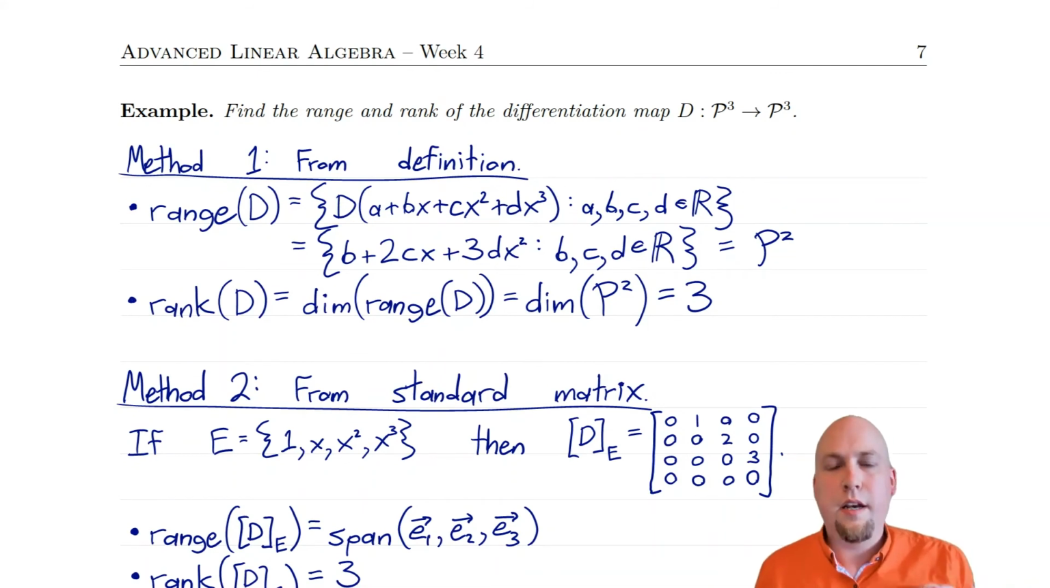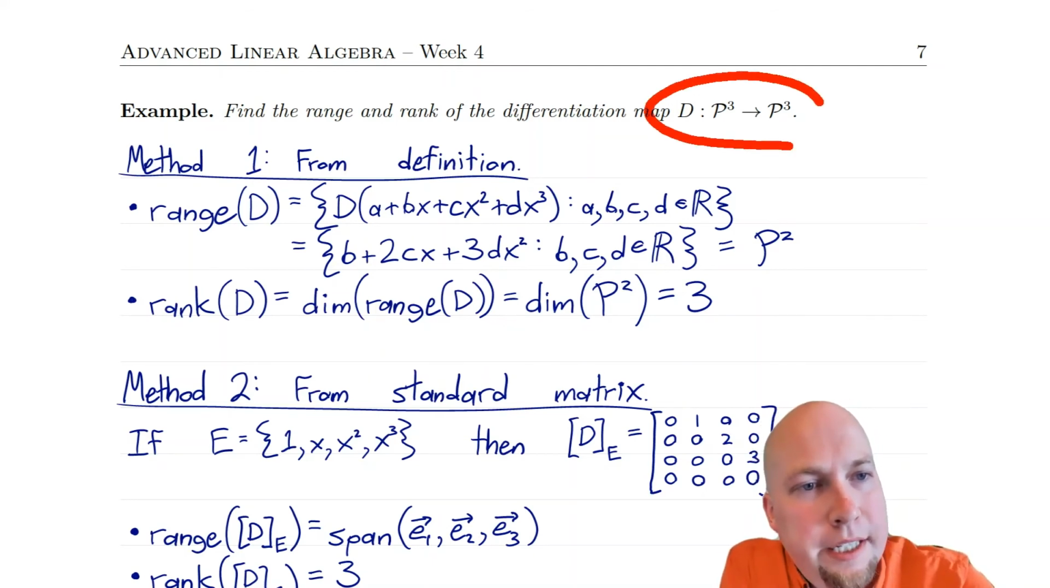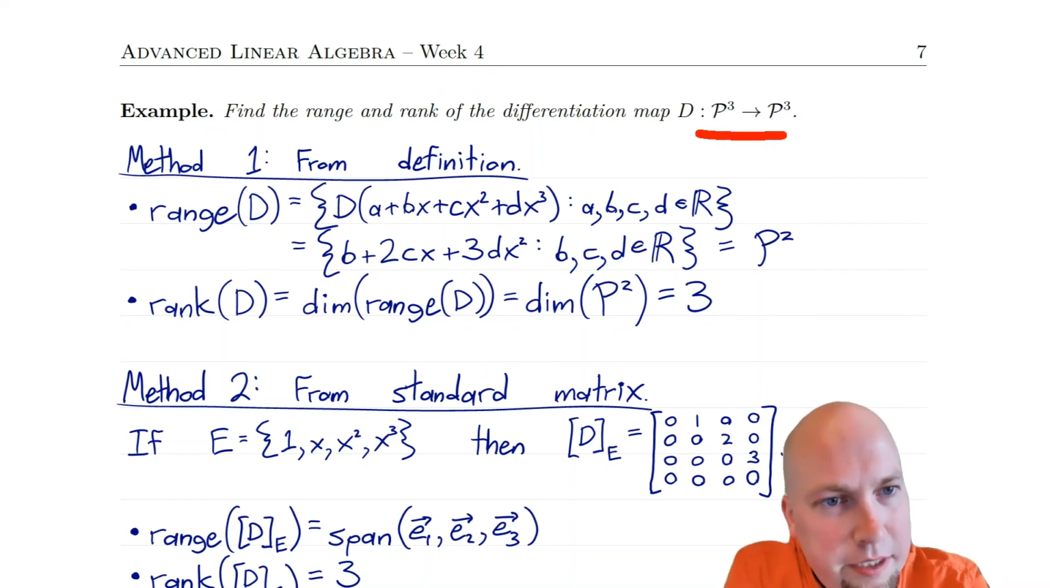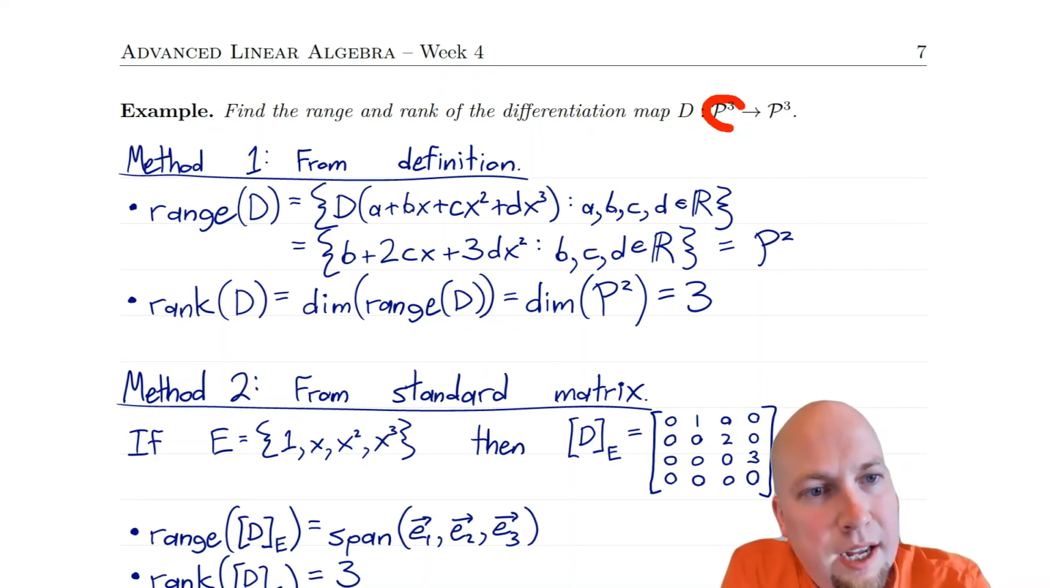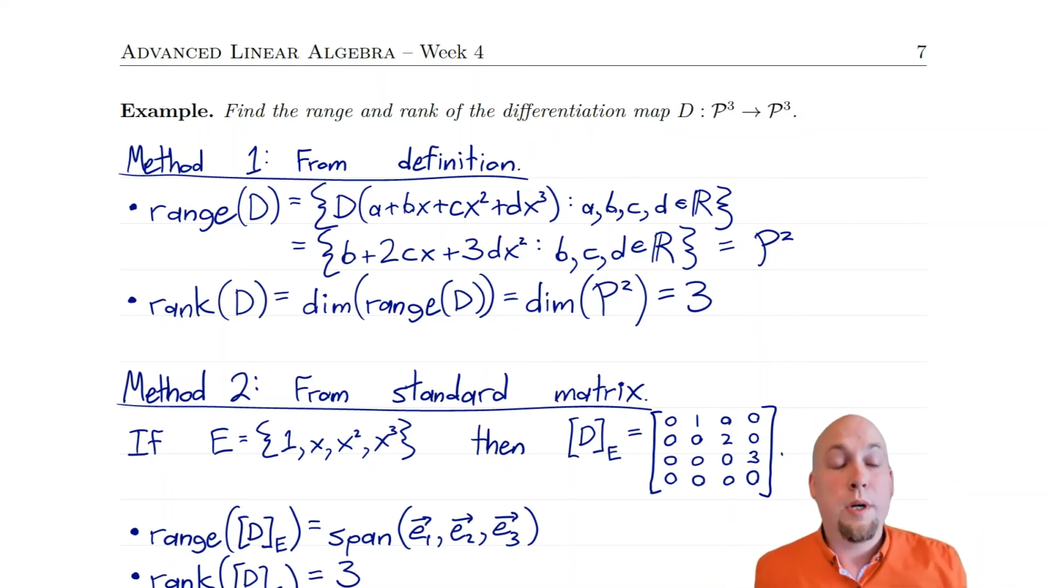Let's do another example, this time computing the range and the rank of a linear transformation. In this case, the differentiation linear transformation acting on degree 3 polynomials. So the linear transformation that takes the derivative of a polynomial of degree less than or equal to 3. Again, you can do this in different ways. Method 1, you can just work directly from the definition.